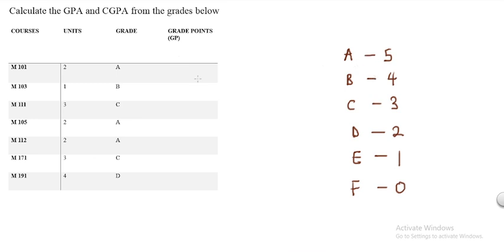But before we even jump into calculations, I would like to state the difference between CGPA and GPA. GPA is the calculation of your grade point average for one semester, while your CGPA is the calculation of your grade point average over a period of time. This period could be 2 semesters, 3 semesters, or throughout your stay in school, so probably 8 semesters or 10 semesters. That's simply the difference between GPA and CGPA.